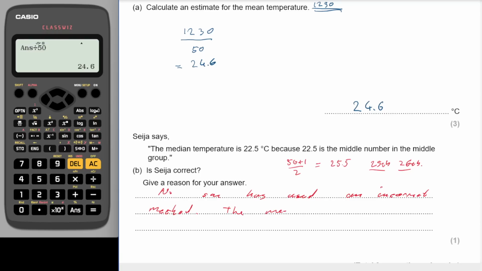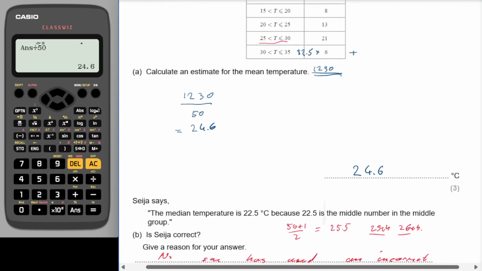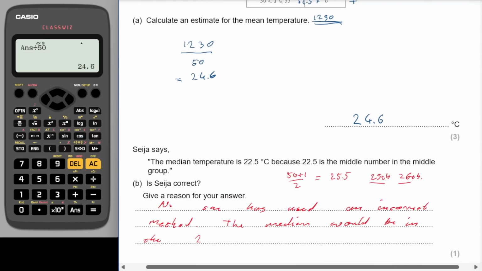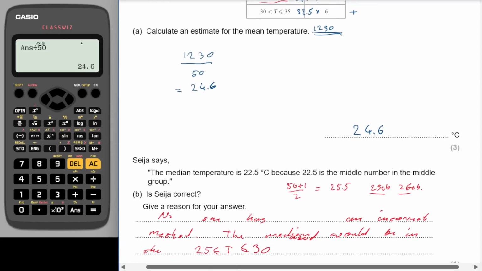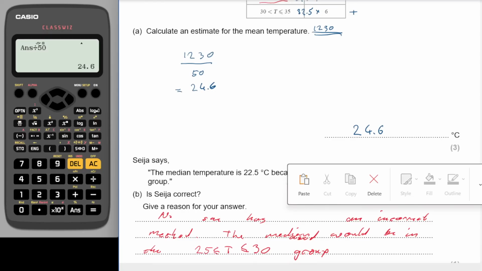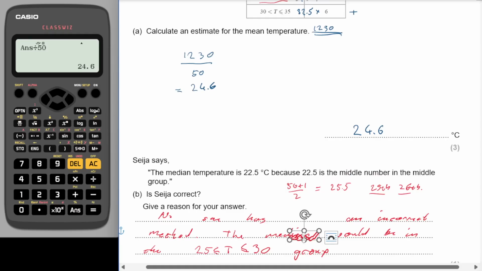The median would be in the 25 to 30 group. Let me just move that word back up. There we go.